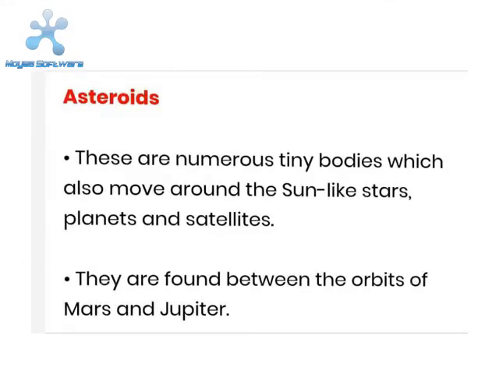So now asteroids are very important. Asteroids are numerous tiny bodies which also move around the sun, like stars, planets and satellites. So we can say asteroids are very numerous tiny bodies and they move around the sun like stars, planets and satellites. Next point, they are found between the orbits of Mars and Jupiter.